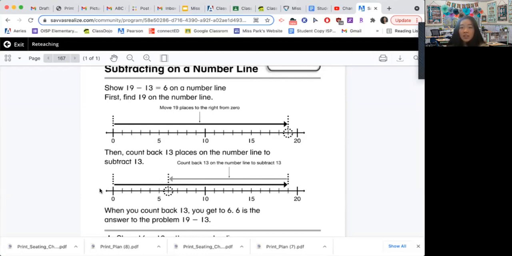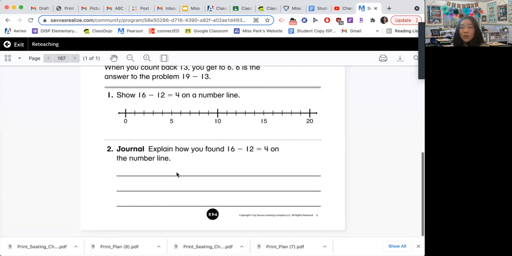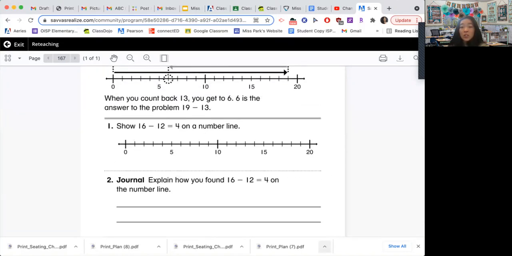So think of it again as like you moved 19 spaces. Now you need to go back 13 spaces. So let's go back 13. Ready? 1, 2, 3, 4, 5, 6, 7, 8, 9, 10, 11, 12, 13. So we end up at this number right here. And what is that number? It looks like the number is right after 5. So the number that comes right after 5 is going to be 6. Okay. So this is a way that you guys can use a number line. I'm going to show you guys just one more, and then we're going to move on to 9-7.